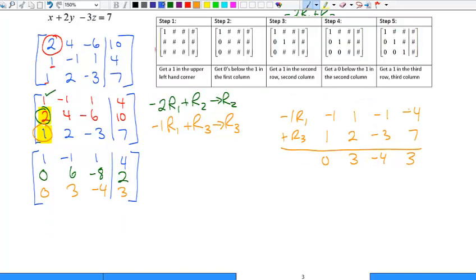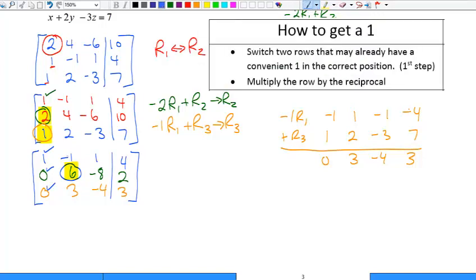Okay, so let's do a little progress report. Do I have a 1? Check. Do I have zeros below it? Check, check. The next thing I'm looking for is to get a 1 where the 6 is. So if I look back to my instructions about how to get a 1, I don't have anything convenient that I can switch. Usually that only happens on the first step. So the rule is to take the reciprocal, 1/6, times the row and put it back into the row. Notice that I'm not changing row 1 or row 3. So those are going to come down.